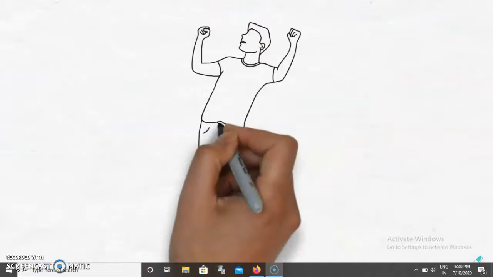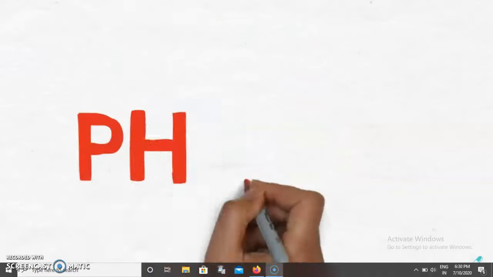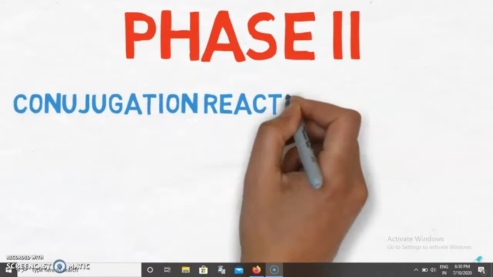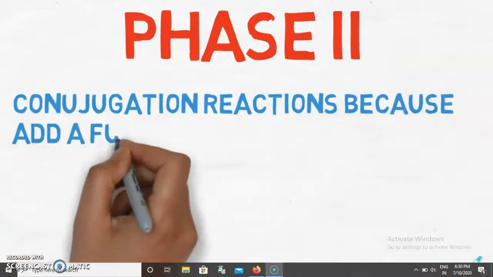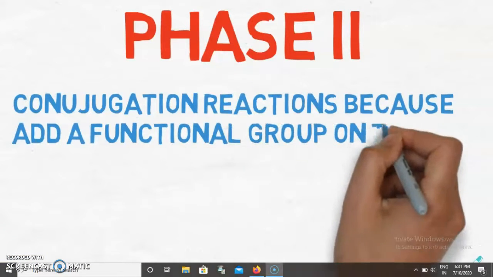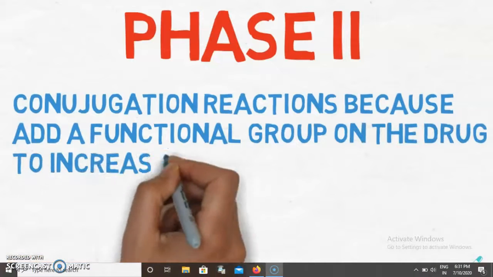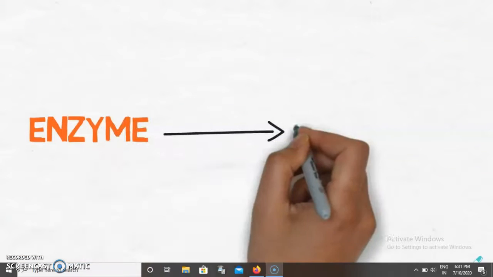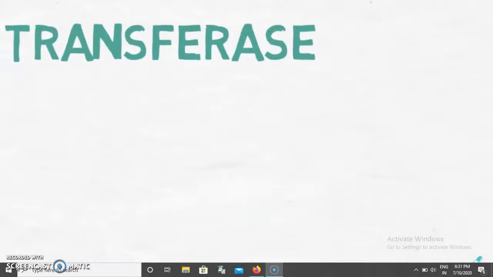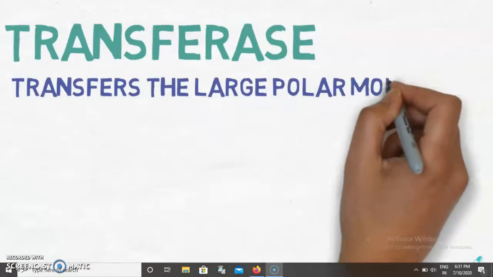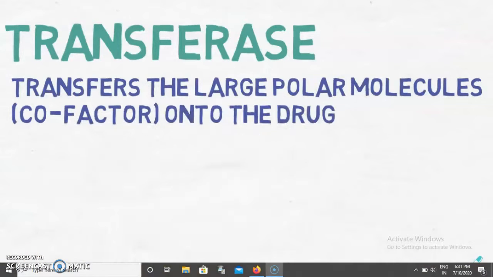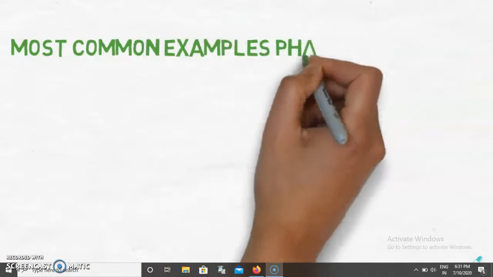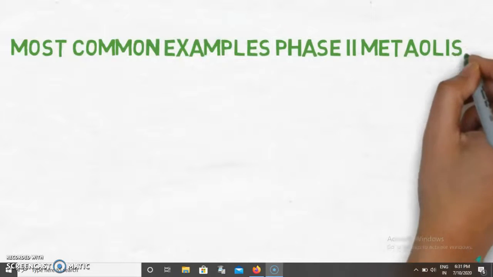Now that we have an idea about phase 1 metabolism reactions, we can start explaining the phase 2 reactions. Phase 2 reactions are commonly called conjugation reactions, owing to the fact that they add a functional group on the drug for the purpose of increasing its polarity. The conjugation process requires an enzyme, generally termed as transferase, that transfers the large polar molecule, called a cofactor, onto the drug. There are a lot of examples on phase 2 metabolism reactions, of which we will mention the most common.